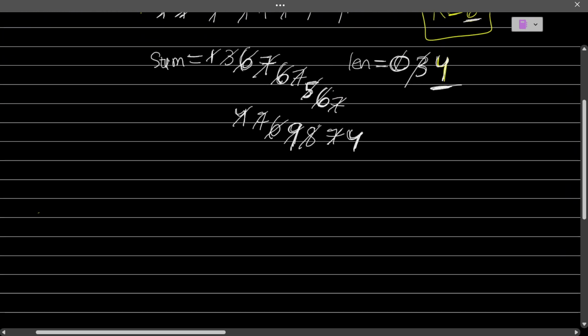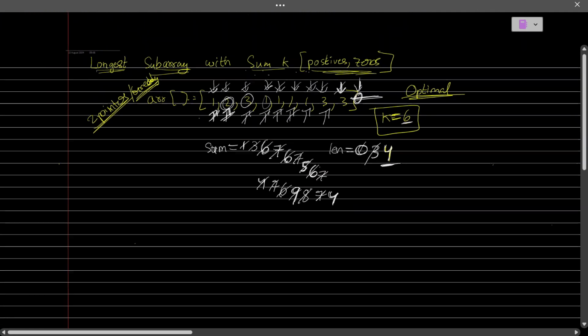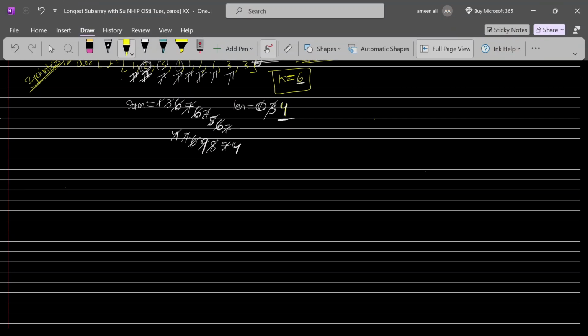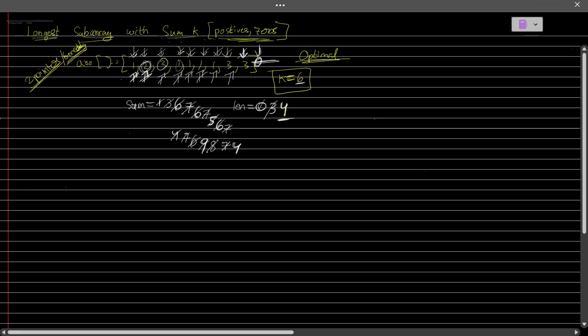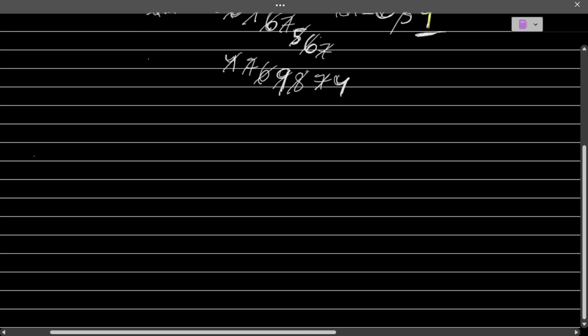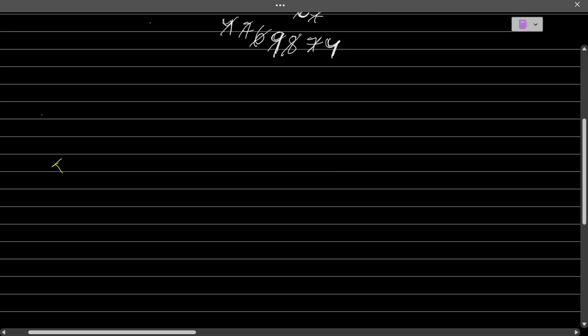Let's try to analyze the time complexity. Then what will become the time complexity? I say that the time complexity is big O of 2n. Then you can ask me how you can say the time complexity is big O of 2n, right?